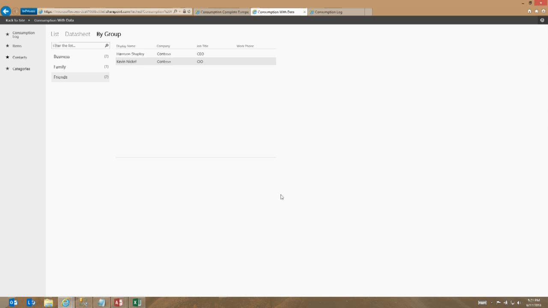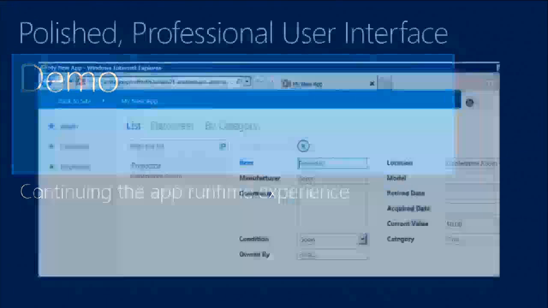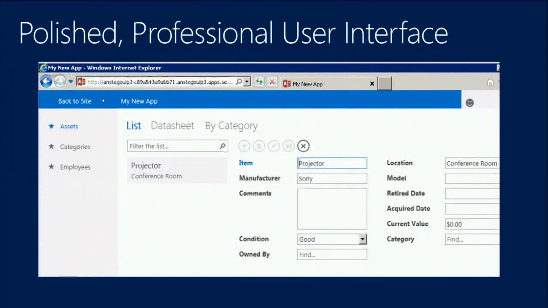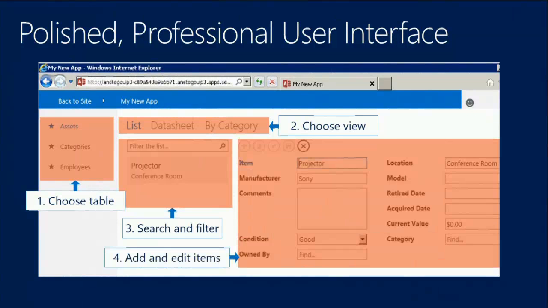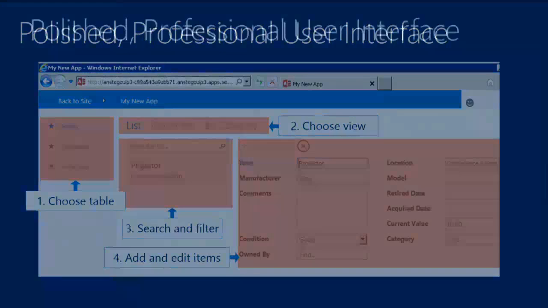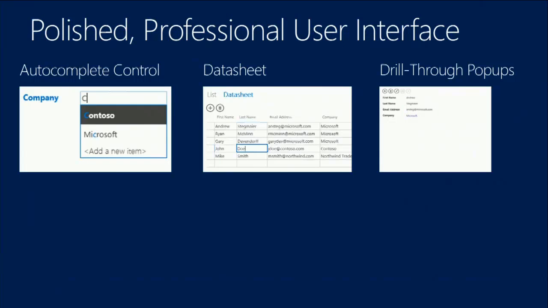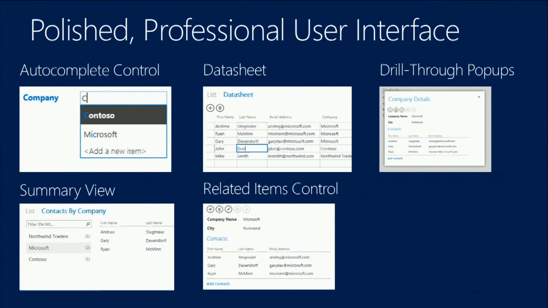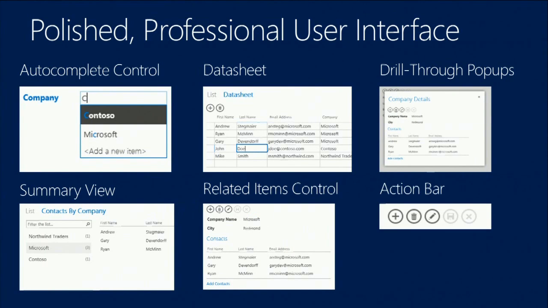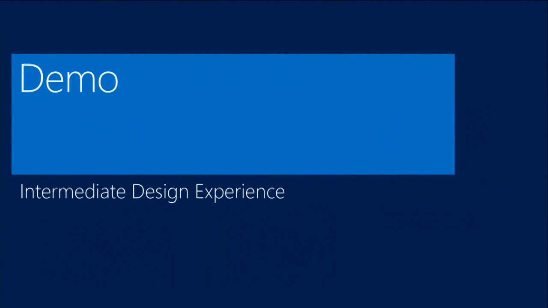So I'll switch back to the slides. So that was our app runtime. Quick review. So the application framework: you select your table, choose your view, filter your records, and start working with the data. And the controls that we looked at, there's autocomplete in the data sheet, pop-ups all over, you get those for free. Different view types like the summary view, related items control, again, created automatically when you have a lookup, and the action bar used to work with your data. So that was kind of how you use the application.